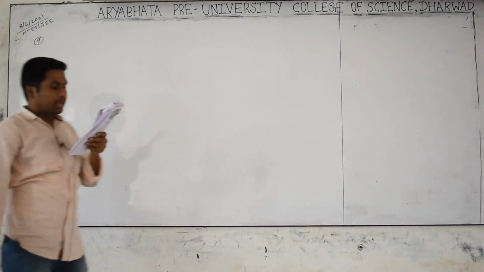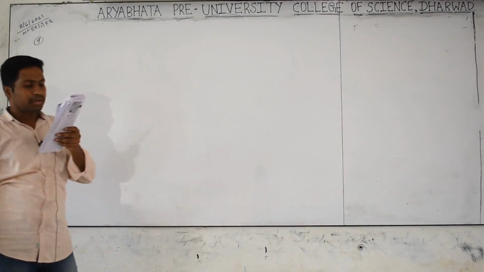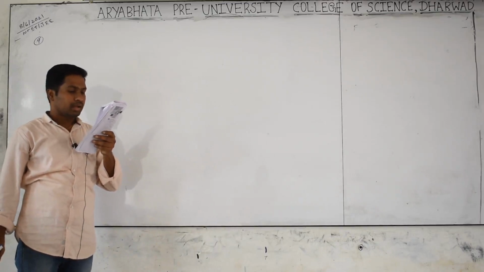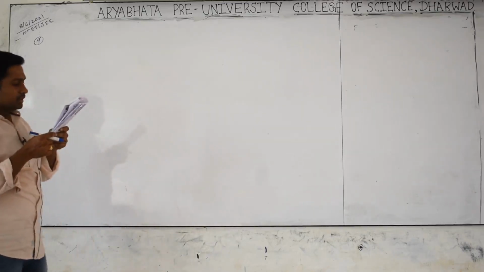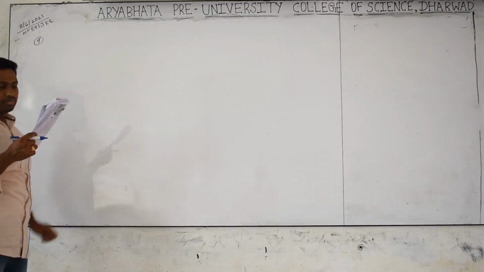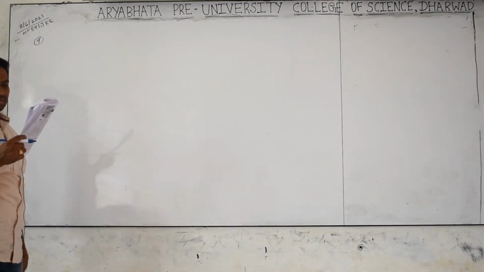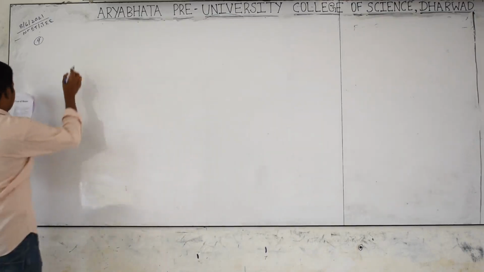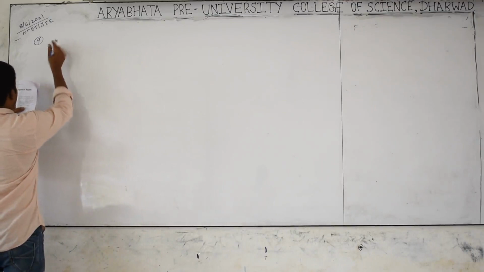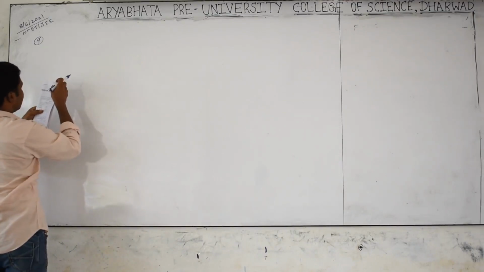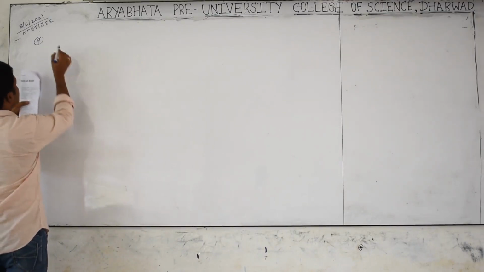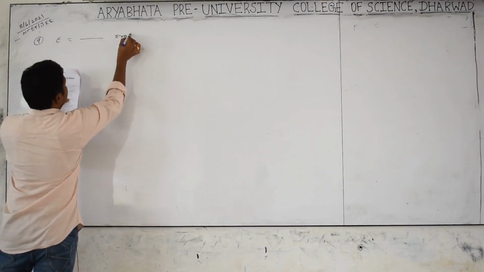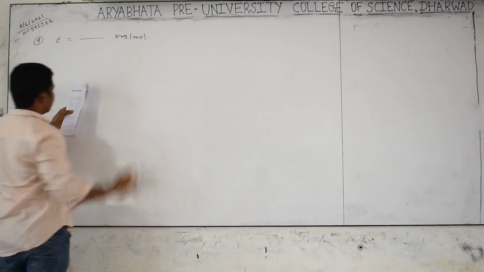Once you read it: according to the law of photochemical equivalence, the energy absorbed in ergs is given as. So it is asking about the law of photochemical equivalence. It is asking for the energy absorbed, for moles, so the energy is asked in erg per mole.